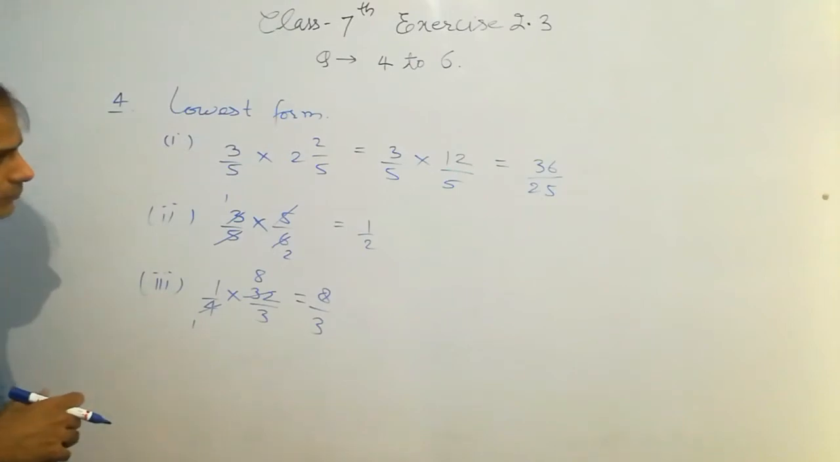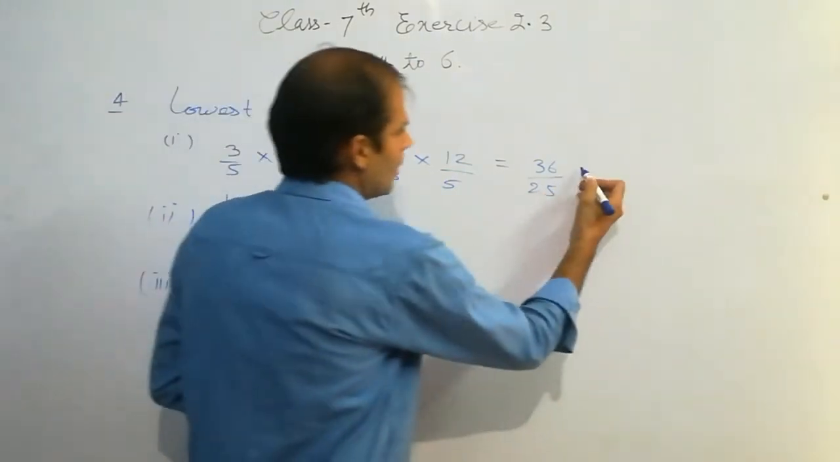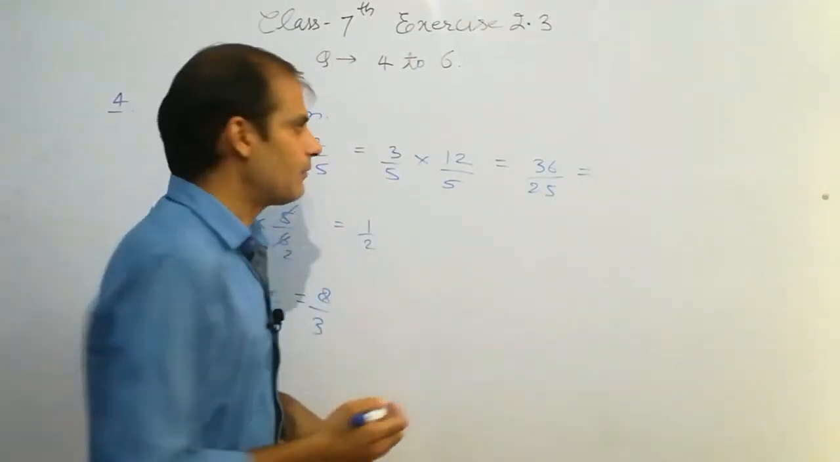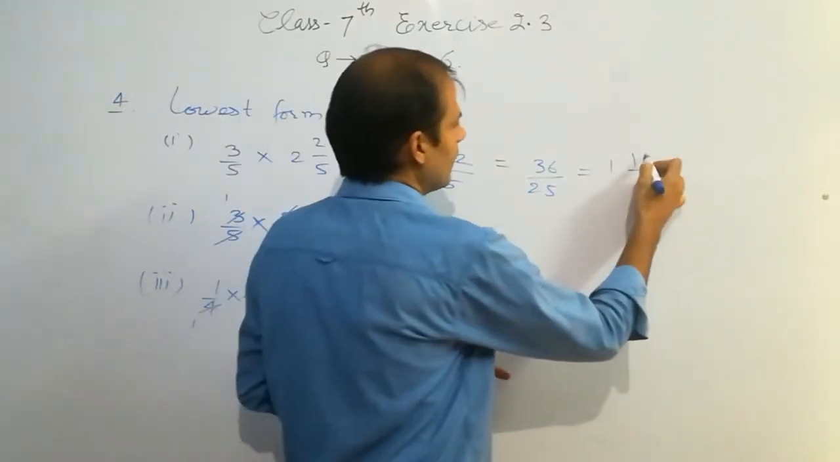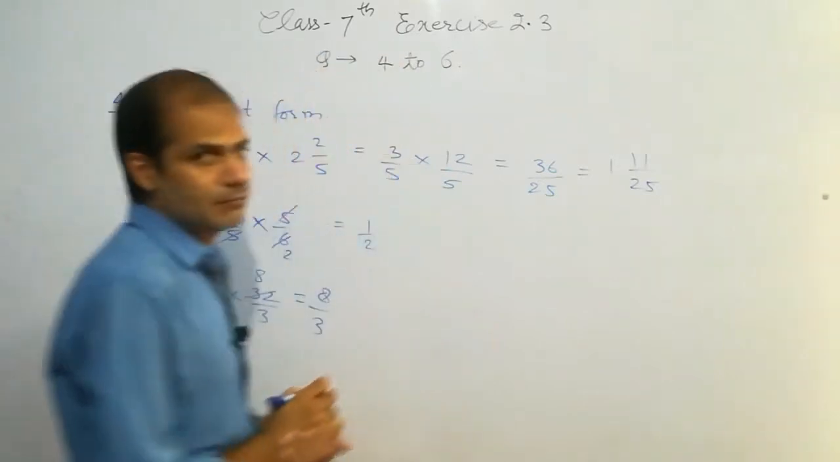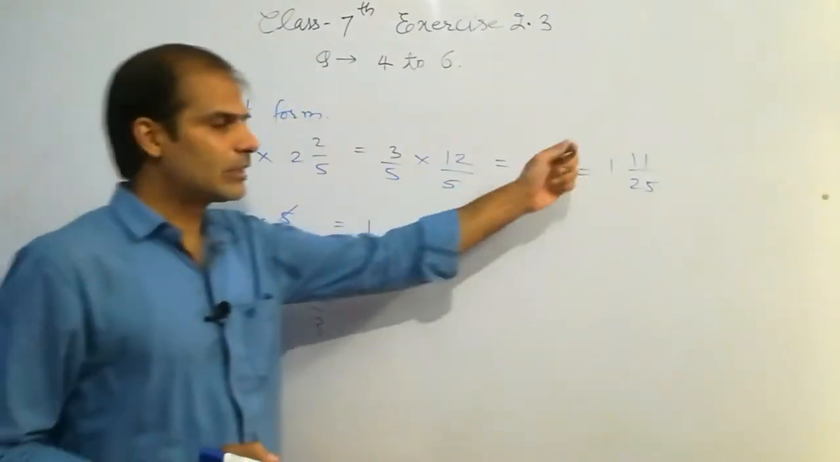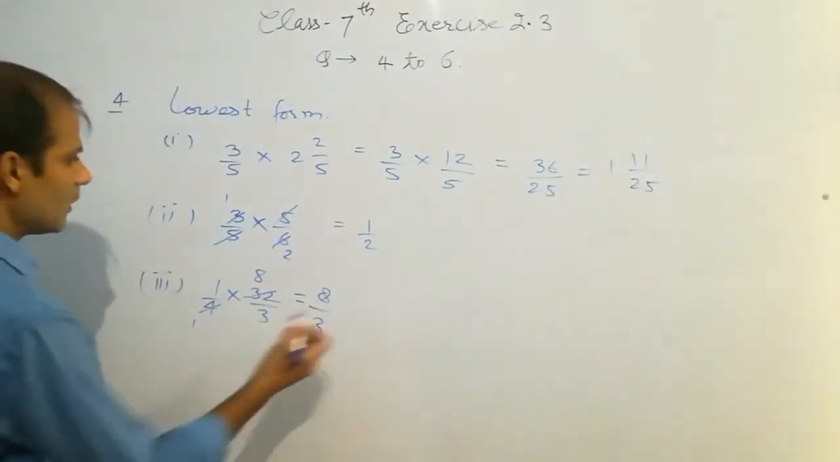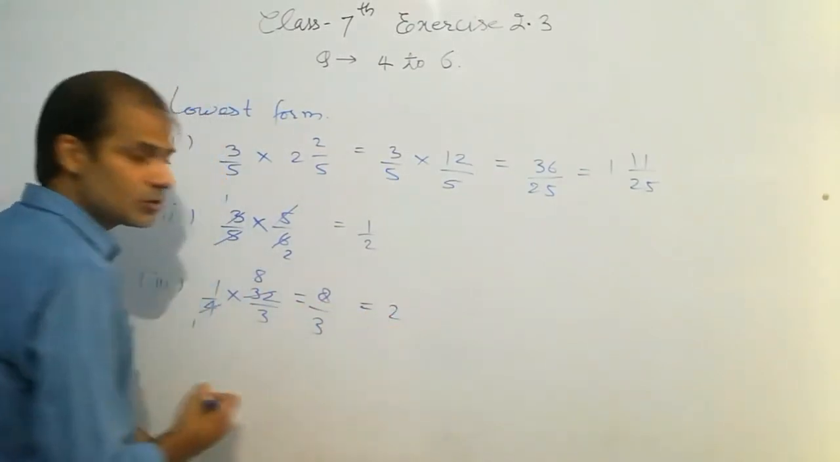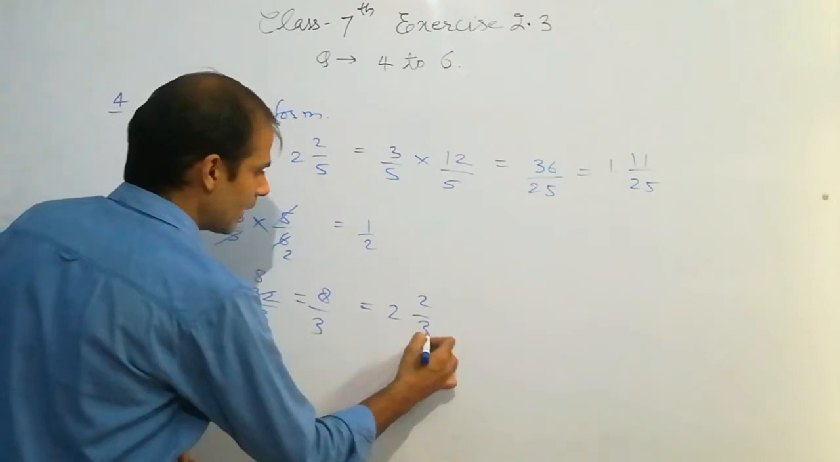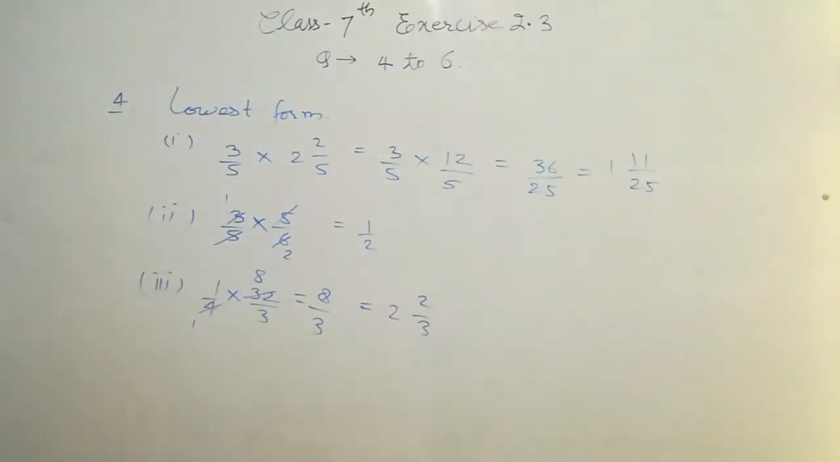So if you divide 36 by 25, it is 25 ones are 25, remainder is 11 and this is 25, because I explained this concept to you in the previous video. In this way, divide 8 by 3, 3 twos are 6, remainder is 2 and 3 is as it is. So the answer is 2 and 2 upon 3.